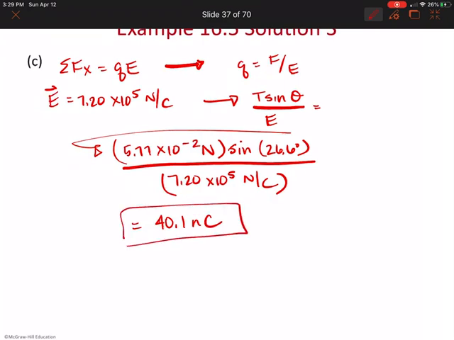So whenever you plug that into your calculator, it might not give you 40 times 10 to the negative 9th.